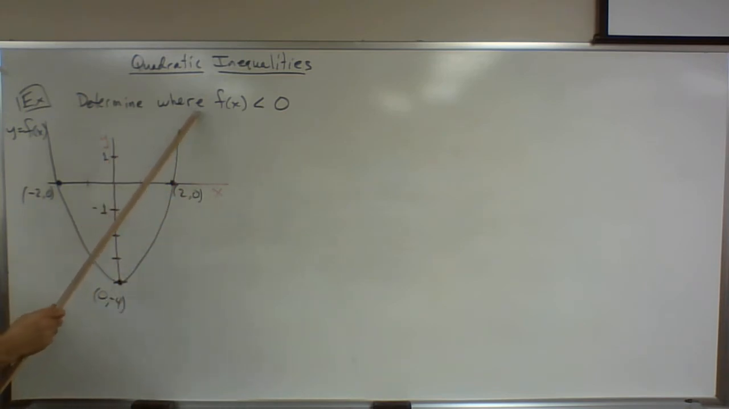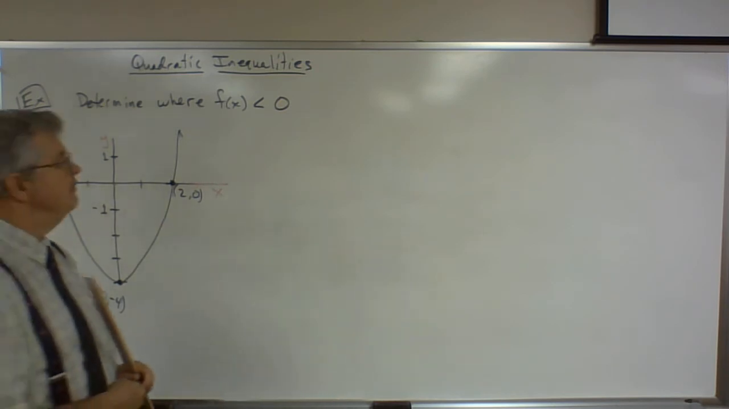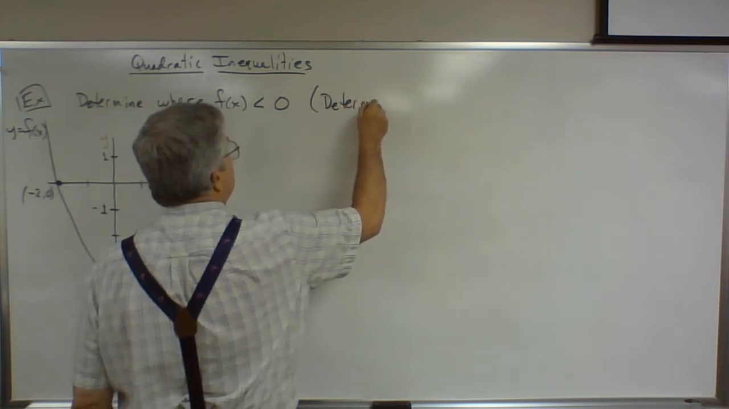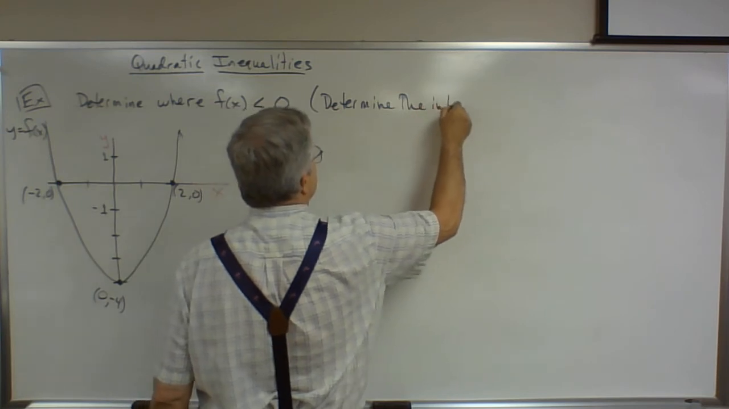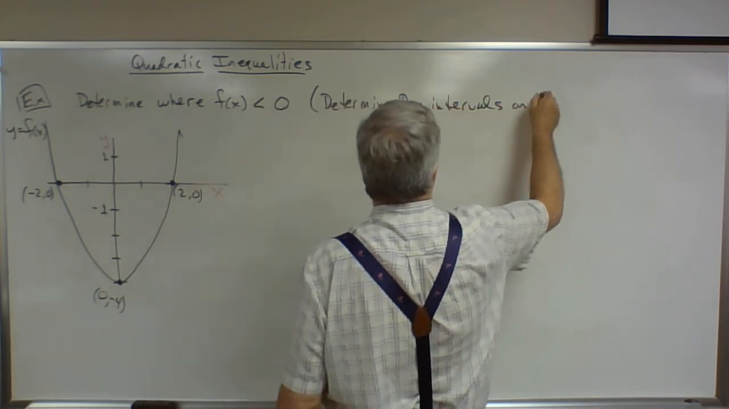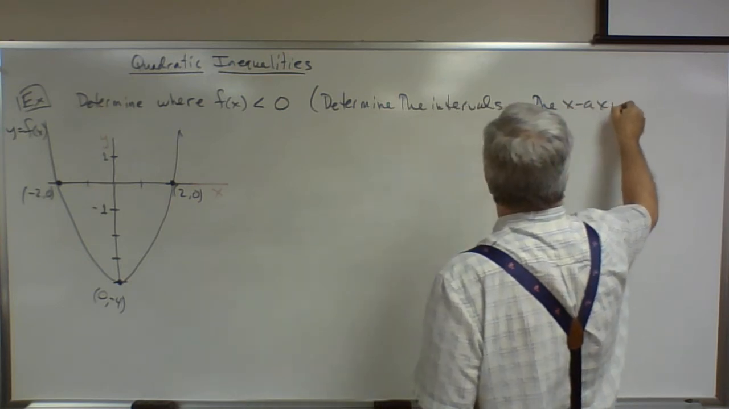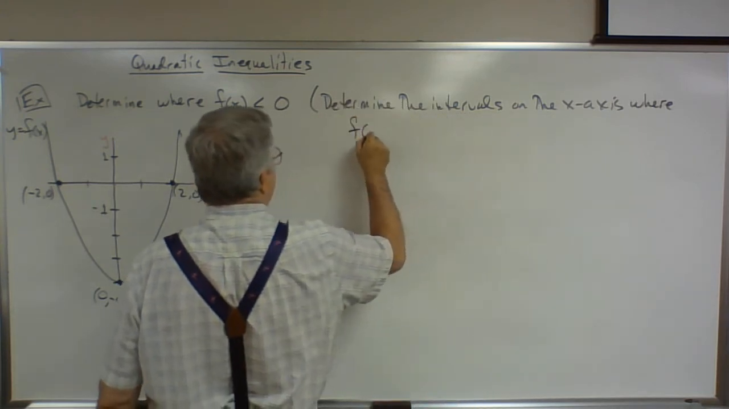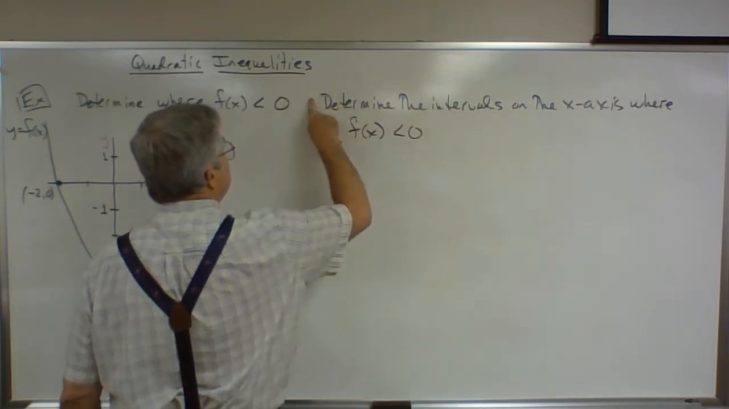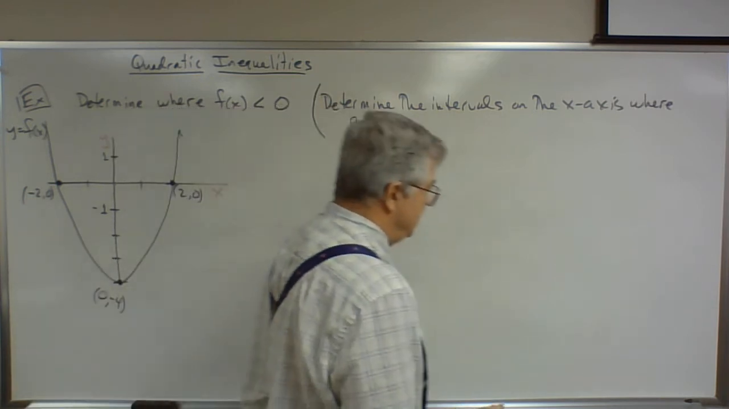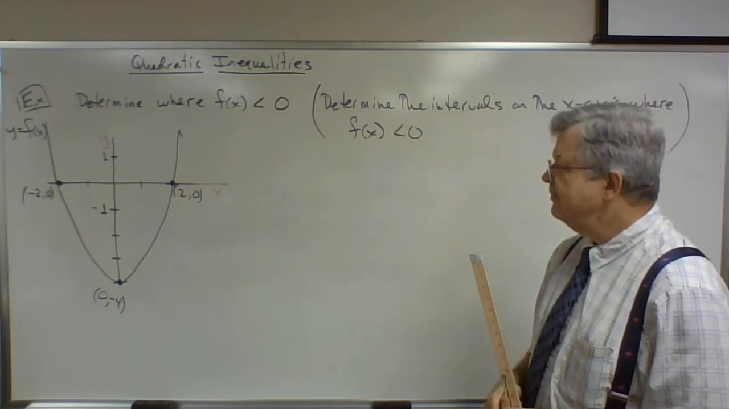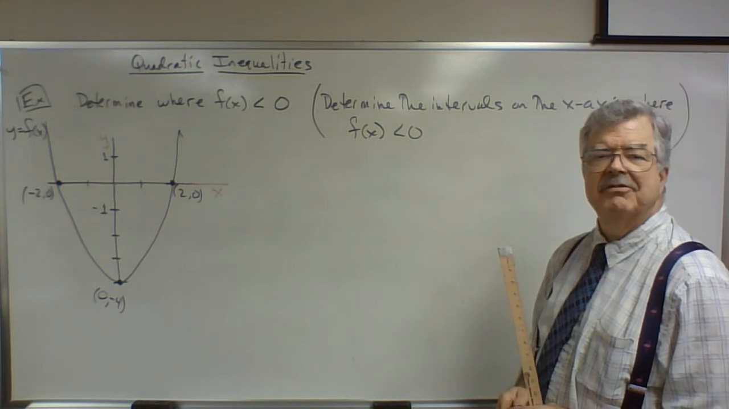So when we're asked to determine where f of x is less than 0, we should say this. Determine the intervals on the x-axis where f of x is less than 0. That's what we really mean. Or determine the x values where f of x is less than 0.